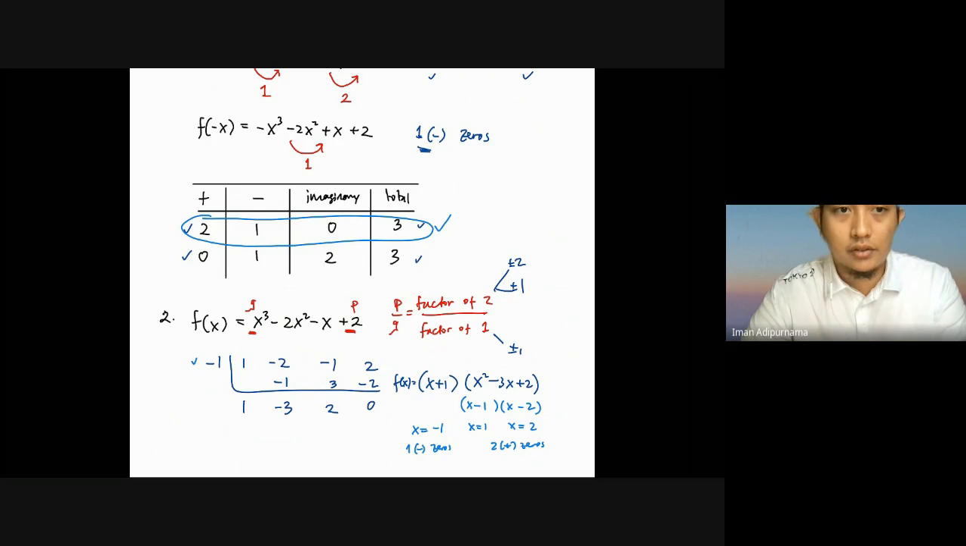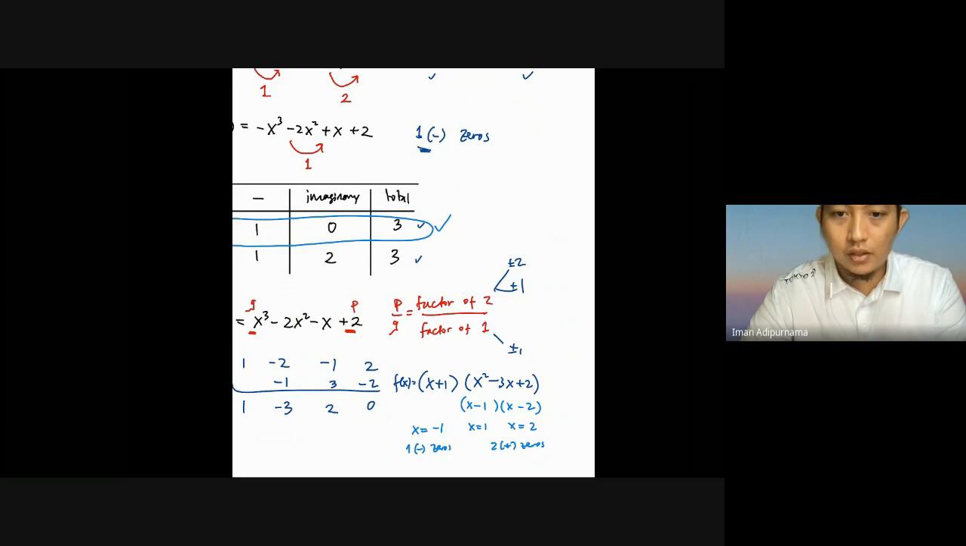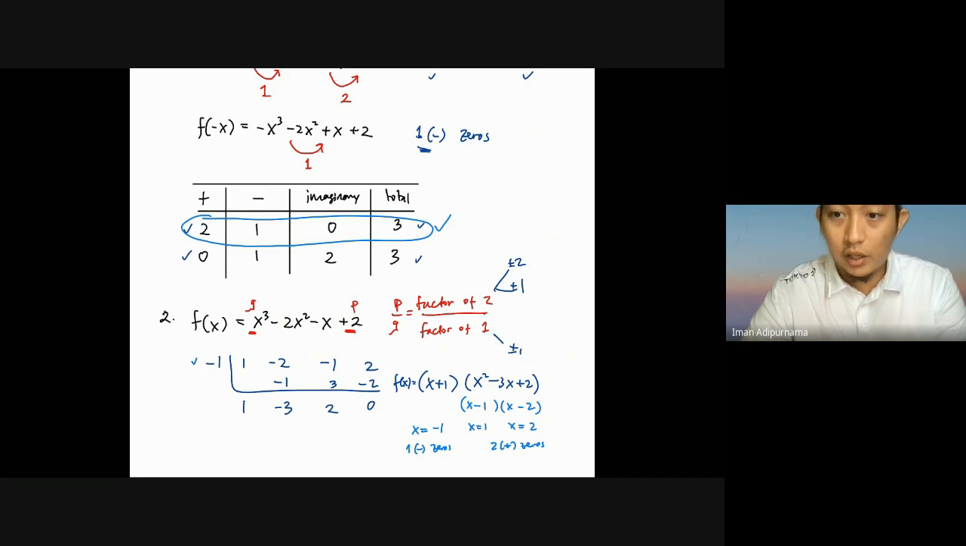On the rule. Okay, so I believe you are familiar with it. Okay, if not, then we can move on.